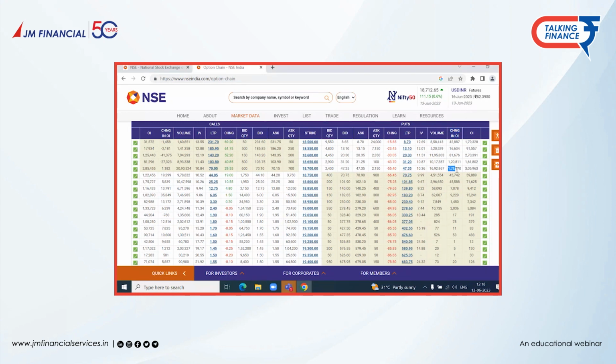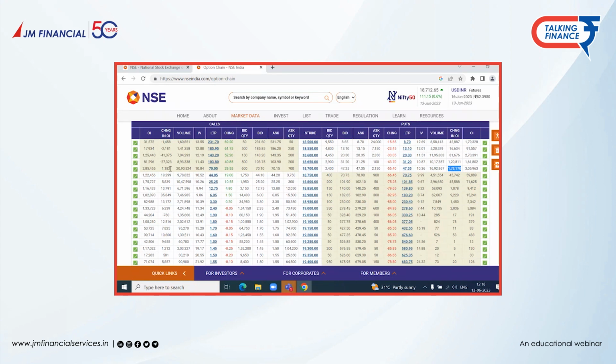Your change in OI, you can see the highlighted version. It's the same strike again. If I look at the 18,700 put for today, 1.78 lakh contracts have been added today itself. So out of 3.05, 1.78 lakh contracts have been added in today's session alone.